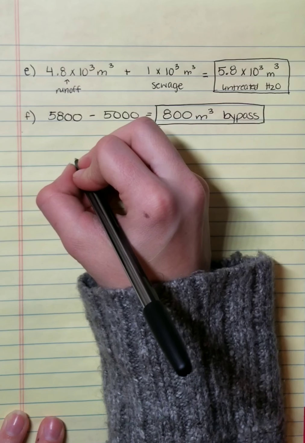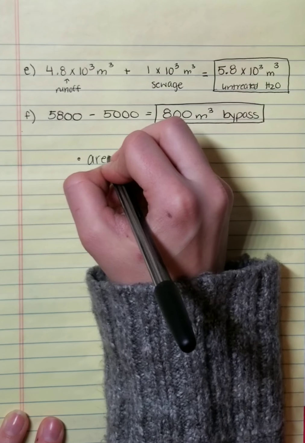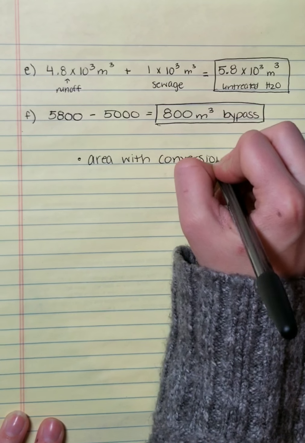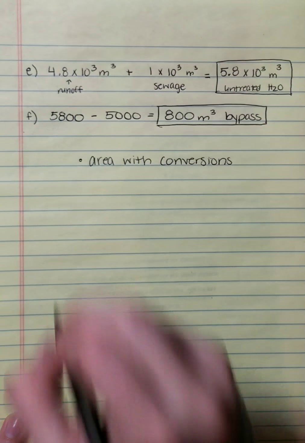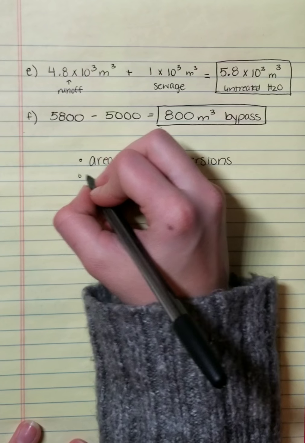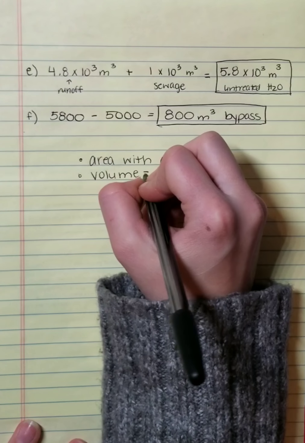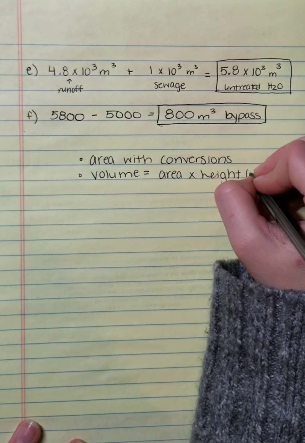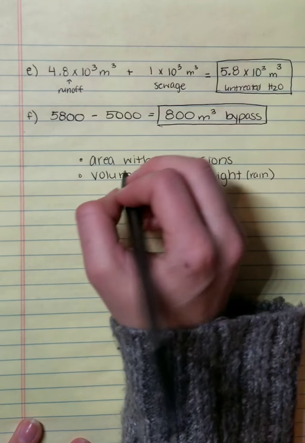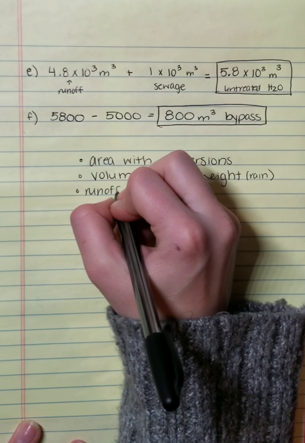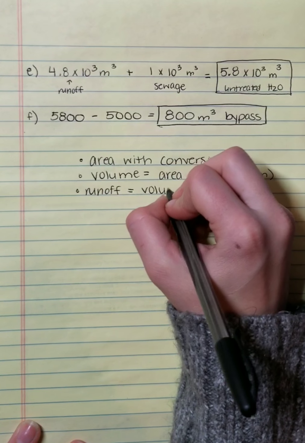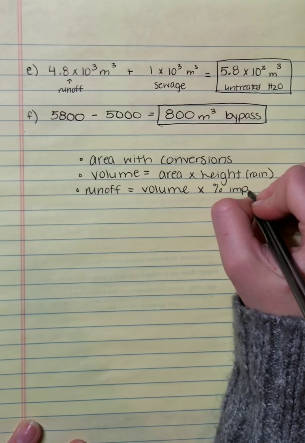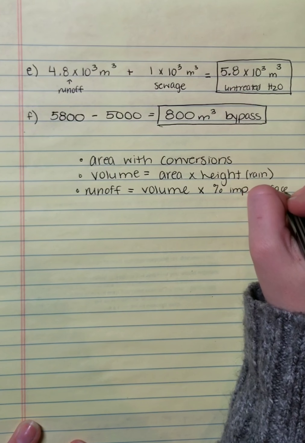So when you're solving these problems for the math, you need to keep in mind, you need to know how to calculate areas with conversions. Going from acres to kilometers squared to meters squared, or just kilometers squared to meters squared. You have to know that your volume here, really what you're doing is area times that height being the rain. You have to know that when you're calculating runoff, you have to remember that you are calculating volume, but you're also taking into account the percent of impermeable surfaces.